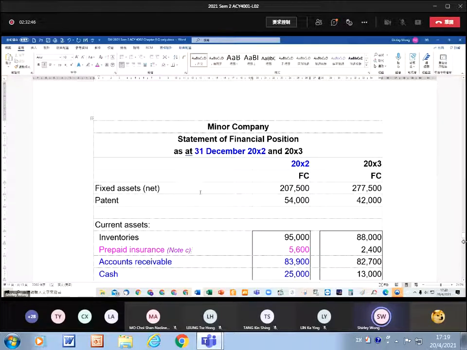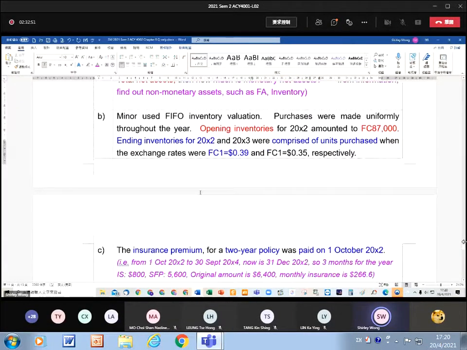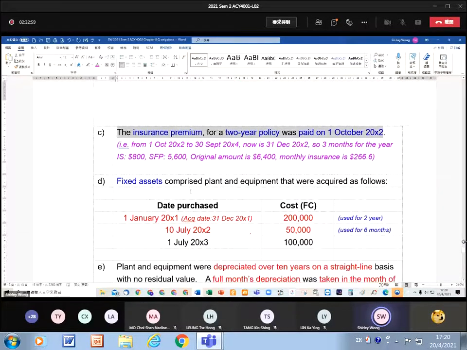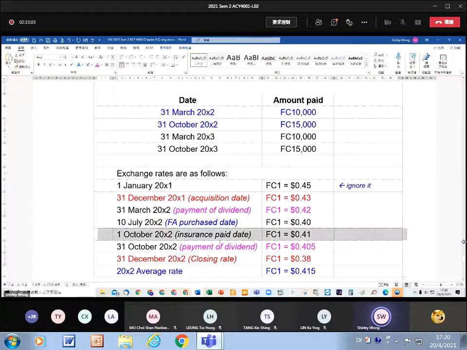And then we go to Note C to look at what is the information about this prepaid insurance. So for Note C, it says that the insurance premium is for 2 years policy, and it was paid on 1st of October 2002. Therefore, on 1st of October 2002, they should have given you the rate because this is the historical rate or actual rate when you buy the insurance. So they give the rate to you.